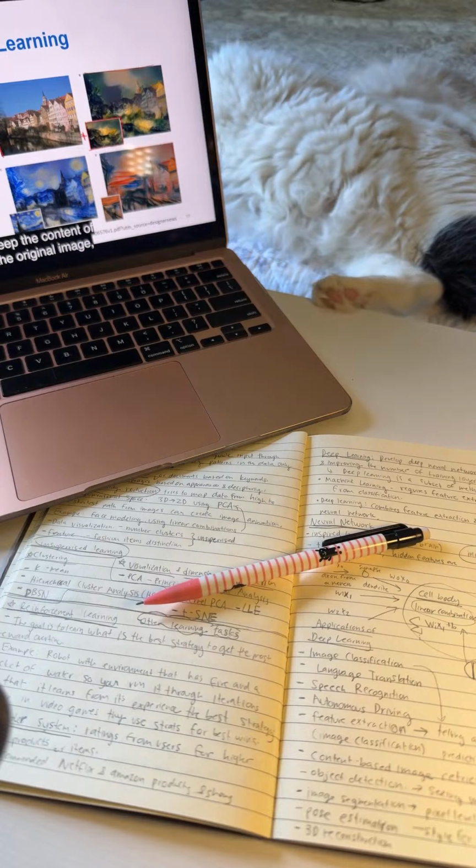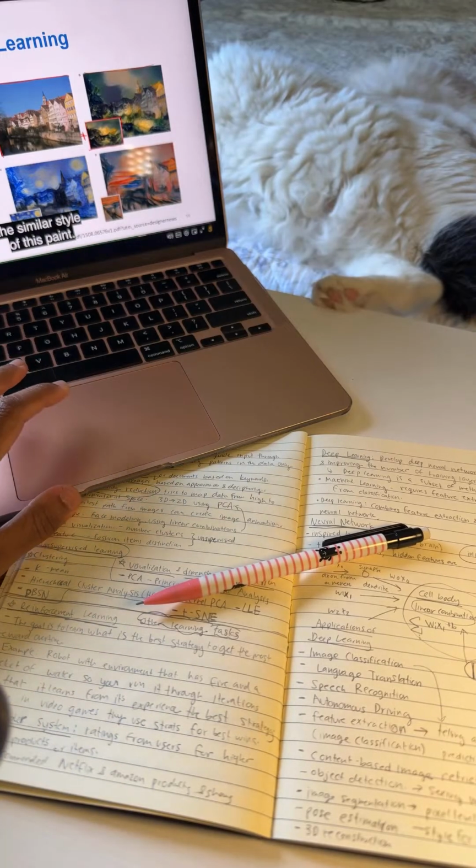And get a new image that keeps the content of the original image and also has the same style.